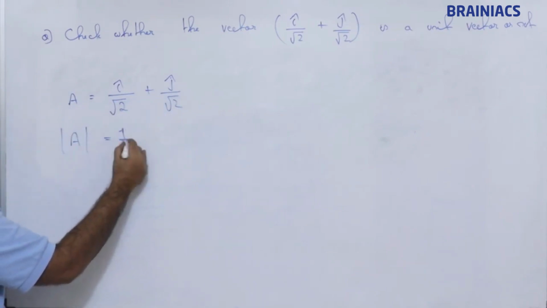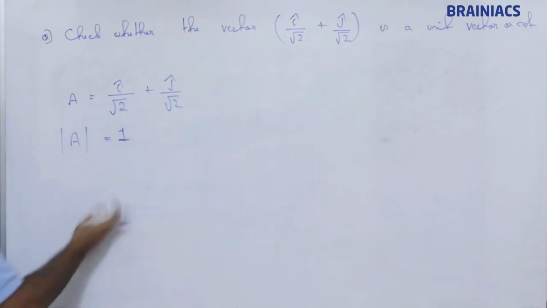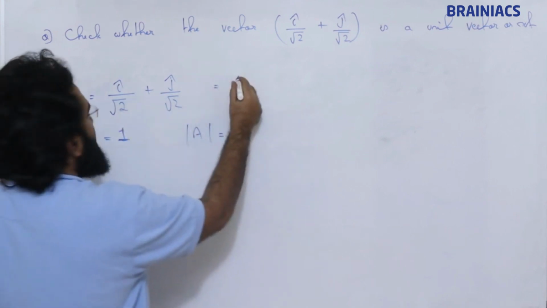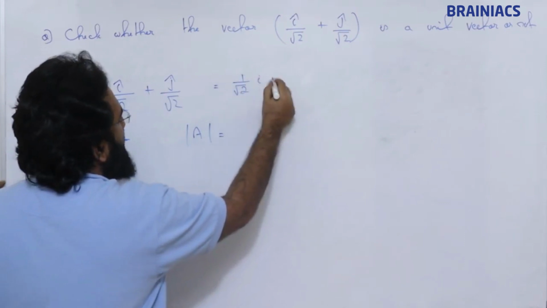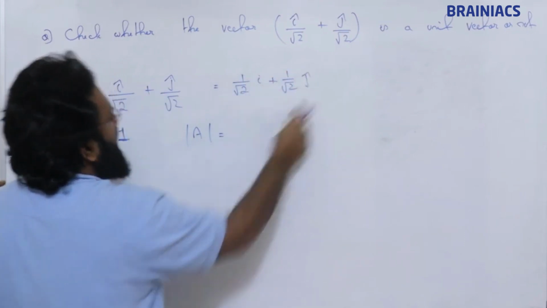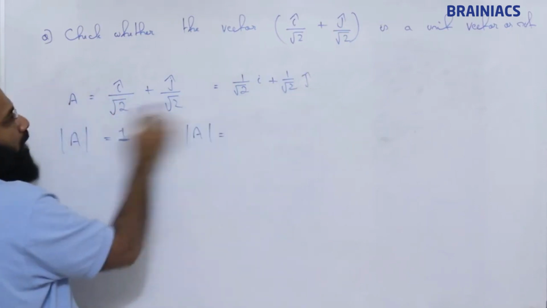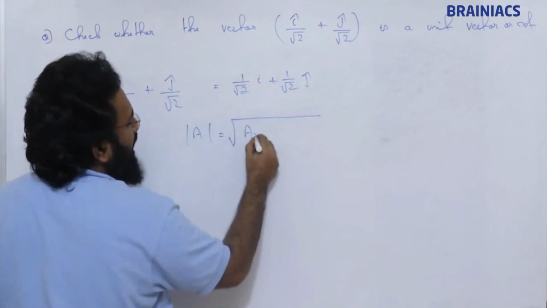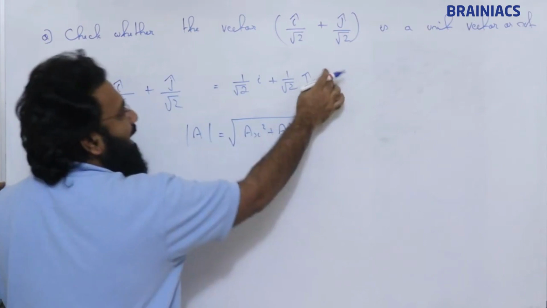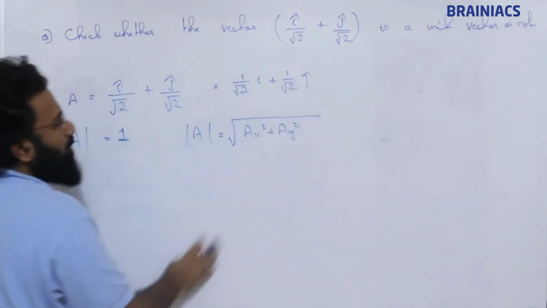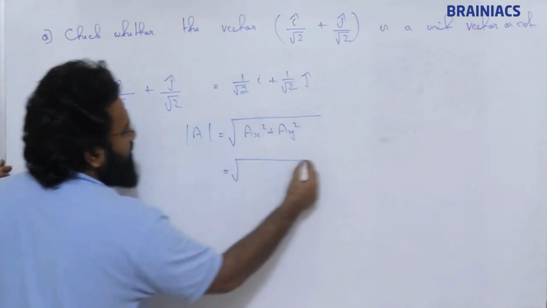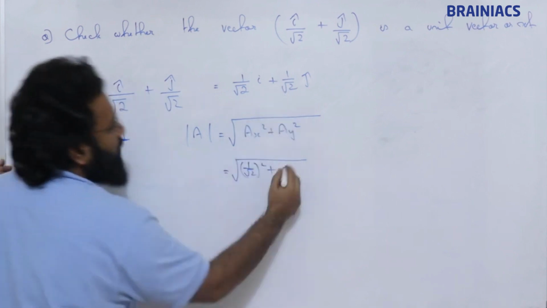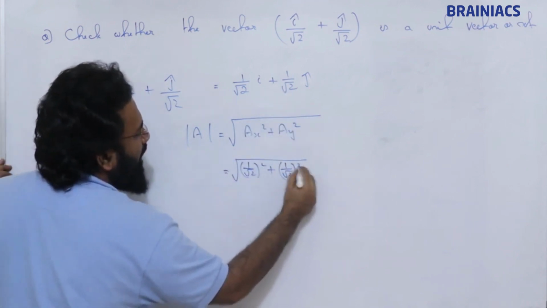the magnitude of A must be what? 1. So how to find the magnitude of A? This vector is nothing but 1 by root 2 i plus 1 by root 2 j. If we write separately, you will be able to differentiate it easily. How to find magnitude? ax square plus ay square. The k term or z term is not there. So what is ax here? 1 by root 2, 1 by root 2 all square, plus ay is also 1 by root 2, the whole square.